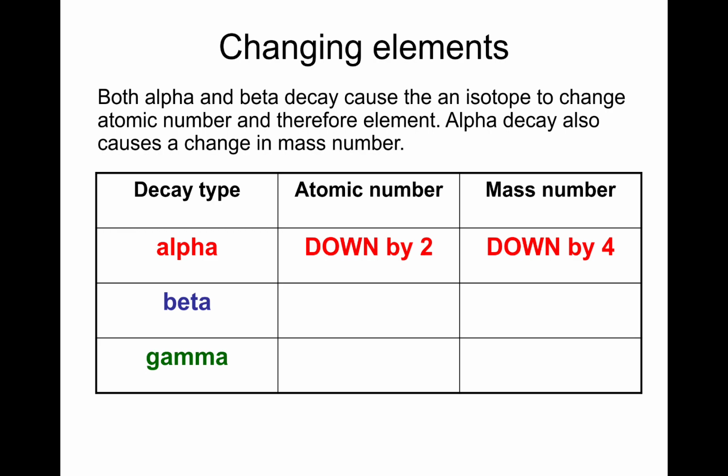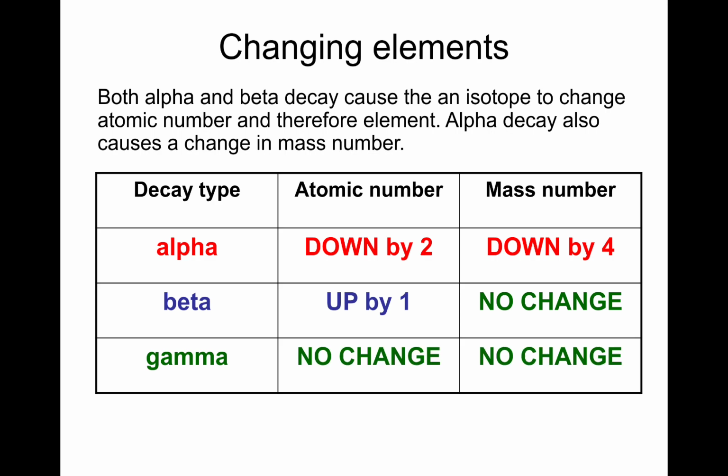So about beta, we've got to remember what beta is. Beta is where a neutron turns into a proton and an electron and fires the electron from the nucleus. So the atomic number, the number of protons, will actually increase by 1. The mass number, however, undergoes no change because a neutron is turning into a proton. So mass number is the same, atomic number goes up by 1. For gamma, there's no change in the atomic number, and also no change in the mass number, as we spoke about previously.